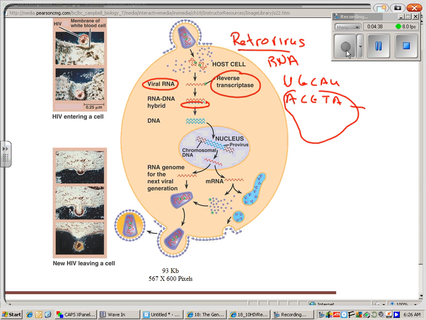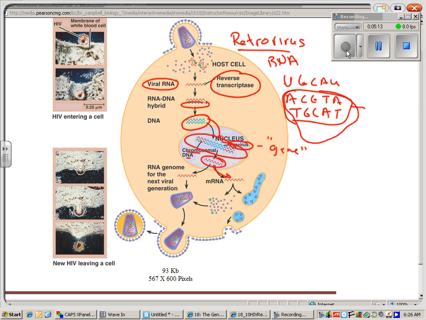Now this piece of DNA breaks away, and the cell's own DNA polymerase makes a copy of the whole DNA right here. That DNA goes into the nucleus and becomes part of the cell's DNA. That's why it says chromosomal DNA. Once it's part of the cell's DNA, this is a new gene. They call it a provirus. It's literally in the cell, and the cell treats it like a gene.